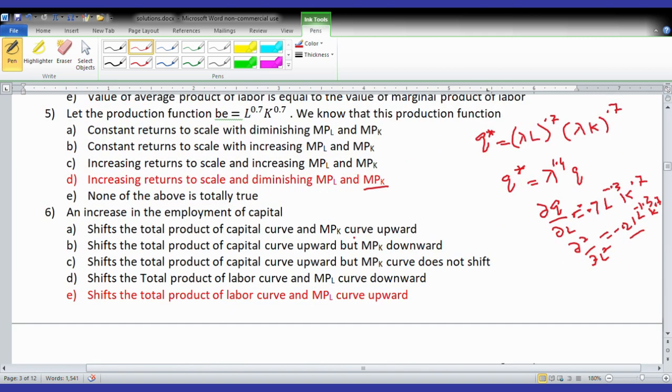Then we have an increase in the employment of capital. When capital increases, you see that it shifts the total product of labor curve. This is something that we know because this is the total product of labor curve, and it is for a particular quantity of capital. So capital is being kept constant. If capital increases, this total product of labor curve will be shifting upward, and with the total product of labor curve shifting upward, the marginal product and average product of labor curves will also be shifting upward. So answer E is the correct answer.